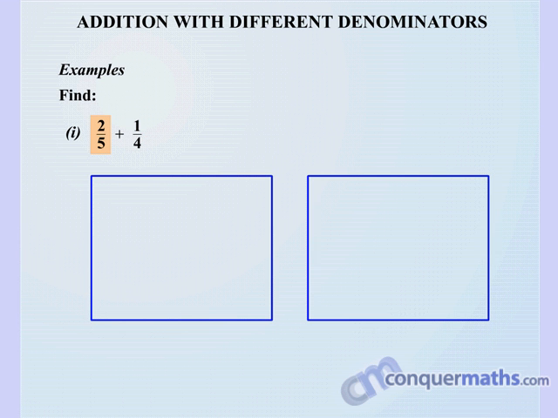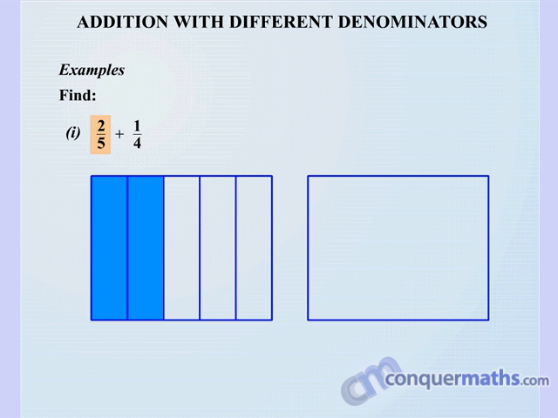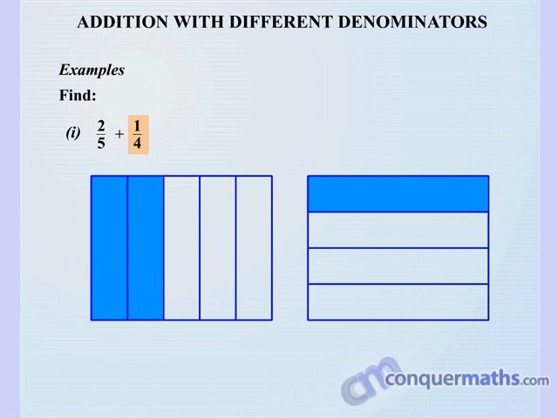We'll look at 2/5 though, and for 2/5 we can break up the first whole into fifths and shade in 2 parts. That's 2/5. The 1/4, we'll look at the second whole, break that up into quarters and shade in one of them, 1/4. Now, the way we're going to be considering this, we have 5 and 4 as the denominators. So we're dealing with fifths and quarters.